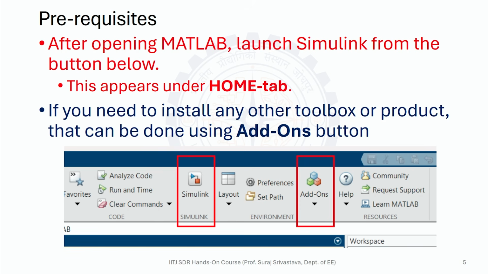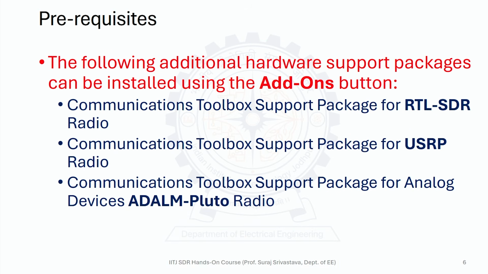Just go to this add-on button and there will be a search box. You search for these support packages, type with these names RTL SDR or USRP radio or ADALM-Pluto SDR, and you will get the installation button for these support packages. So you can complete the installation depending on which SDRs you have.